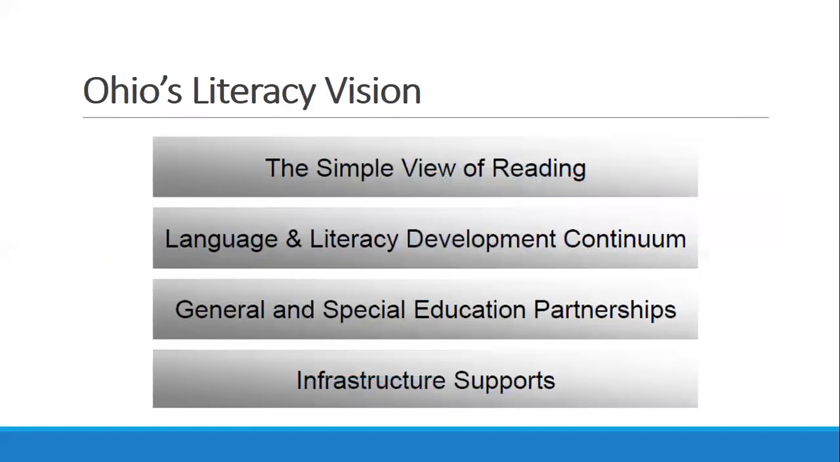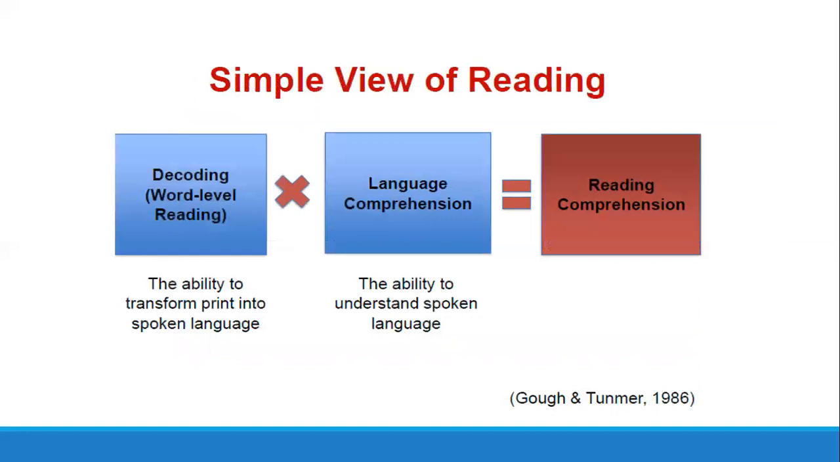To use literacy as a lever in increasing student achievement, the following 4 components should be reflected upon in conjunction with your needs assessment prior to goal setting. Our first component is the simple view of reading. This equation has 2 sides, decoding and language comprehension, that equal overall reading comprehension.